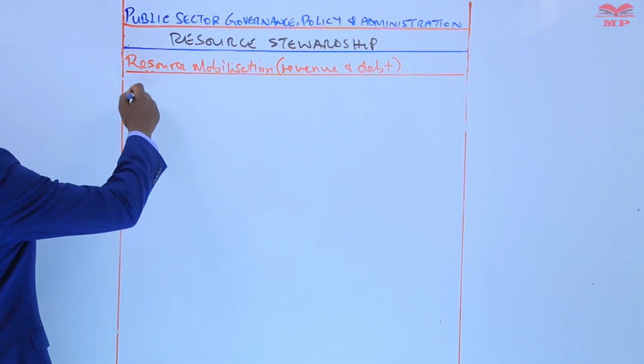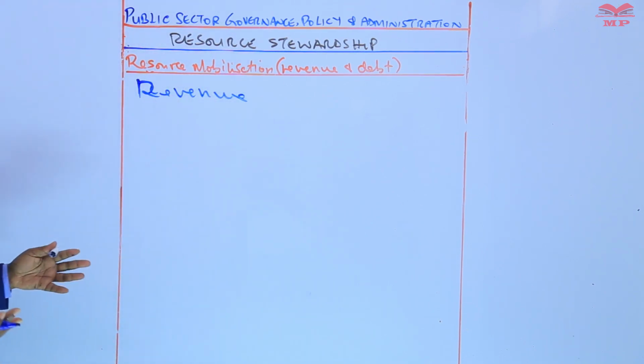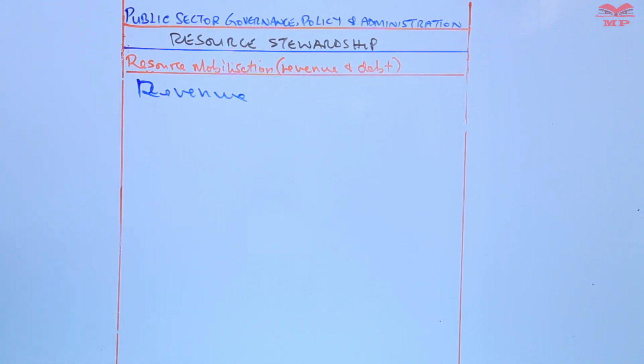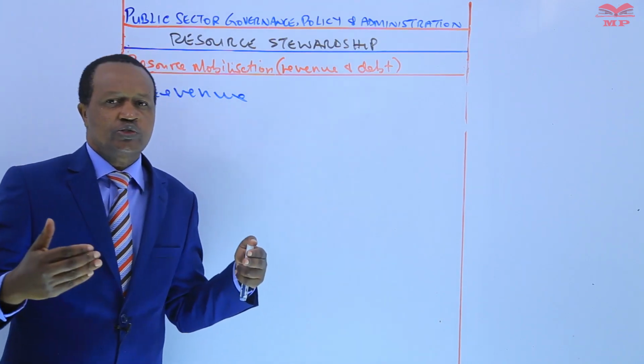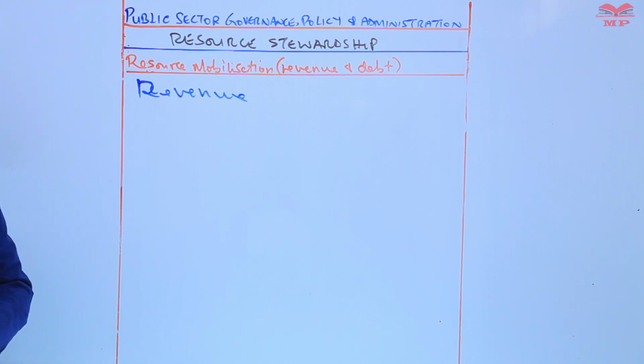Okay? Revenue. Where does the government get its revenue? Now, revenue is the income that is generated by a government or organization from various sources. And revenue is a critical and crucial component of resource mobilization because it provides the funds that are needed for public services, infrastructure development, and other essential expenditures. So, what are the key sources of revenue for the government?